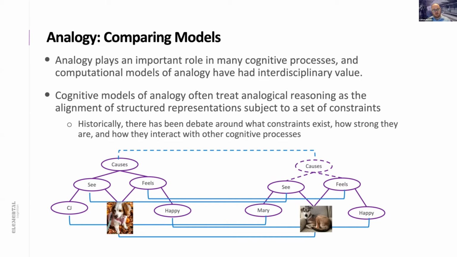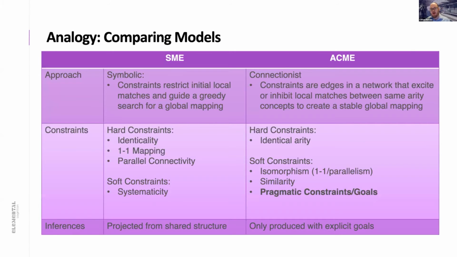And cognitive models of analogy typically treat analogical reasoning this way. Historically, though, there's been debate over what constraints exist, how strong they are, and how they interact with other cognitive processes. And I'm going to be discussing two models today, SME and ACME, that make different claims about these theoretical assumptions. So SME is the structure mapping engine, and that is based on Gentner's structure mapping theory. And ACME is a different approach to analogy.